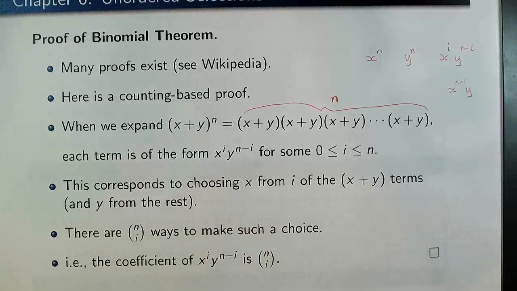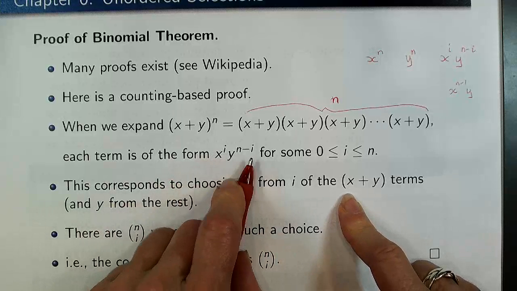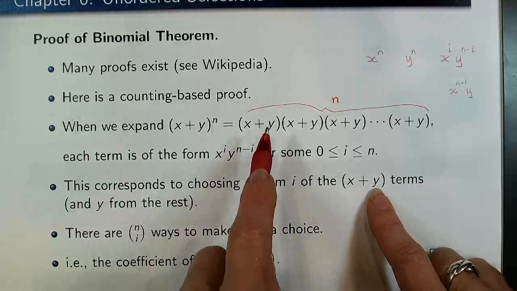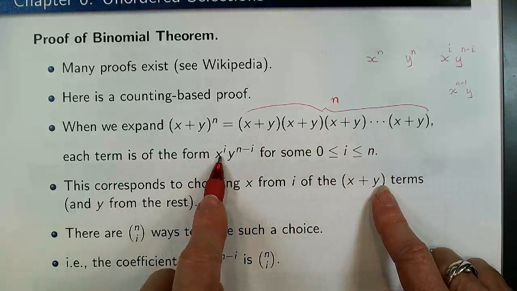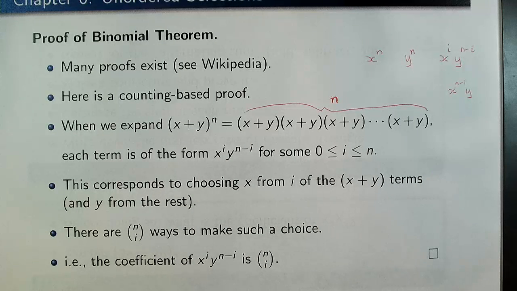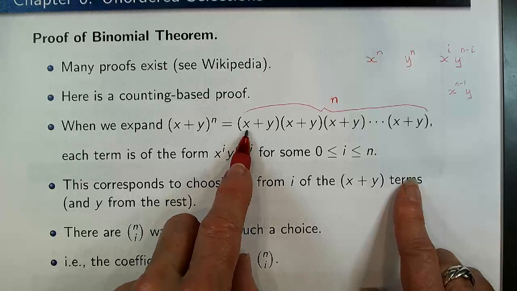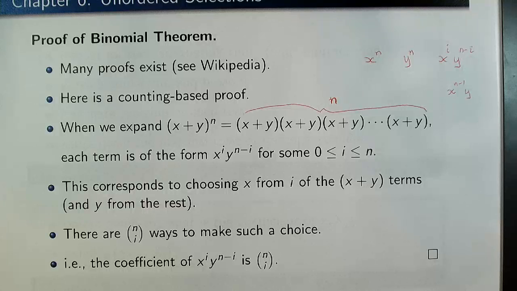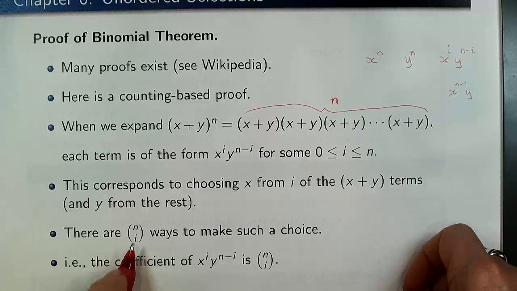Okay, how often do I see the term x to the i, y to the n minus i? Well, I get that whenever from i of these factors, I choose an x, and then from the others, I have to take a y. So in how many ways can I choose i of these factors to take an x? I'm choosing i things from n. It's n choose i.